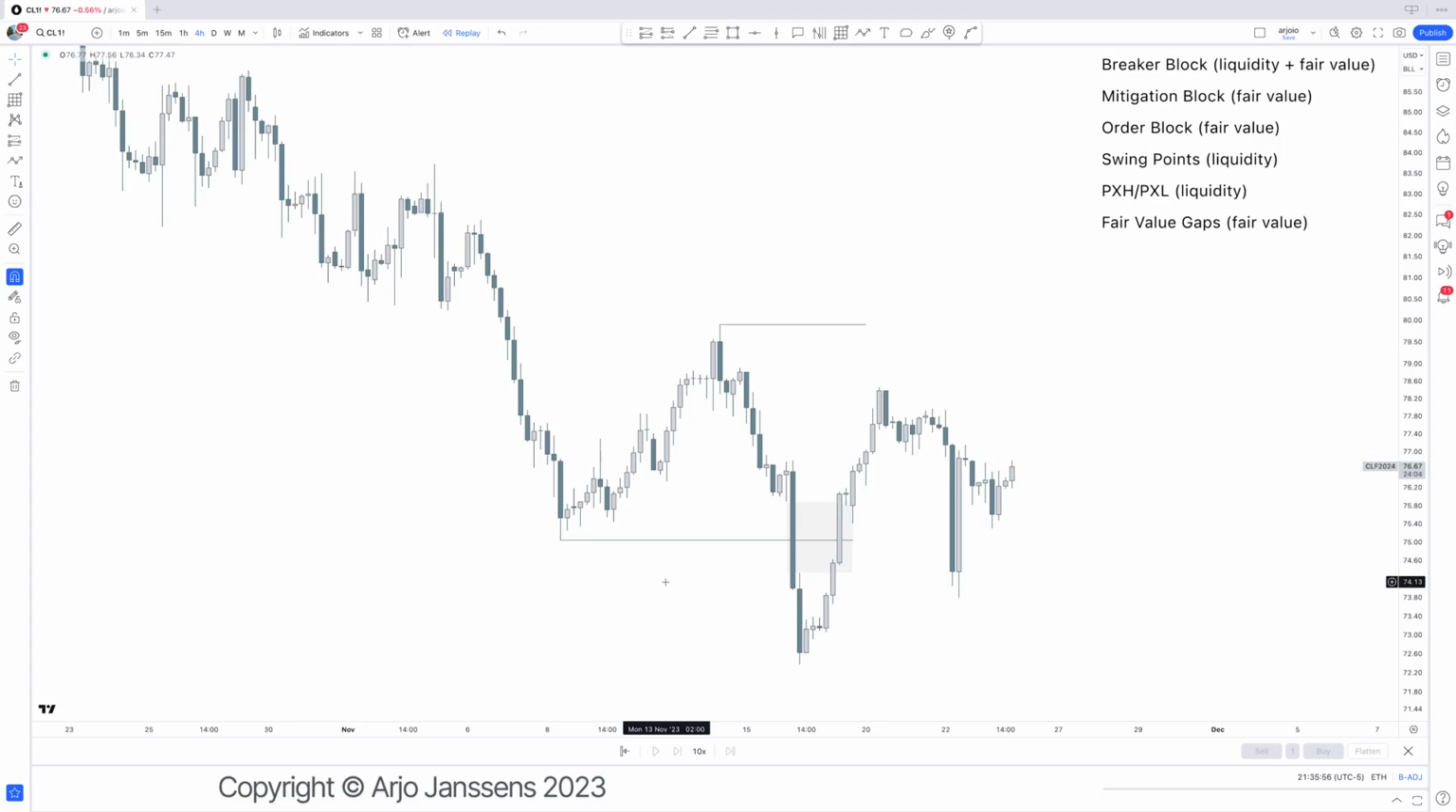And as well, understanding that we are not using any more PD arrays than the PD arrays that we have right here. So this is all the PD arrays that we use: breaker block, mitigation block, order block, swing points, previous X high, previous X low, fair value gaps. That's the only thing we use right here. And how we use them, etc. Because certain previous X high, previous X low, we've not really gone into. But that is something in a different concept, combined with a different concept, we will eventually go into.